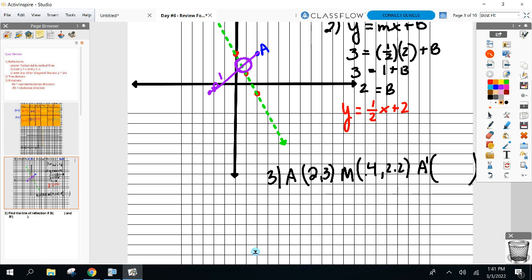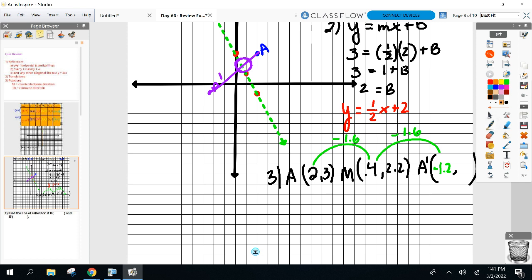You ready? Ready to bounce with me? 2 to 0.4. I'm going to the left, so it's going to be minus how many units? 1.6. So let's bounce that many units again to the left. Minus 1.6. And we end up at what x coordinate? Negative 1.2.